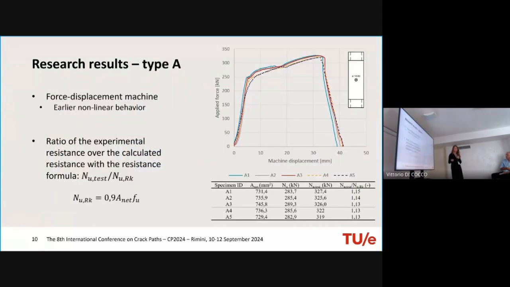So for the results, I displayed one of the specimen types, the centric hole specimen type A, with their force displacement graph. You can see that there are large similarities between the non-cracked specimens, which are the solid lines on the graph, and the pre-cracked specimens, which are the dotted lines. However, there is some earlier nonlinear behavior in the pre-cracked specimens. Also, we calculated a ratio of the experimental resistance over the calculated resistance with the resistance formula to be able to compare the different test results of the three different specimen types.